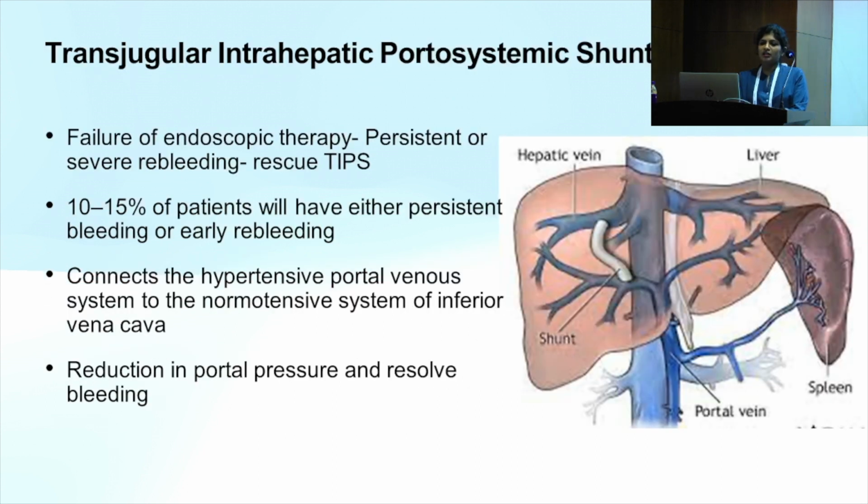If the patient continues to bleed despite the endoscopic procedure, then we can do what is called TIPS, transjugular intrahepatic portosystemic shunt. Here the high pressure portal venous system is connected to the normal inferior vena cava system. Basically this causes shunting of the blood, reduces the portal pressures and reduces the variceal bleed. This is done only if the endoscopy fails.